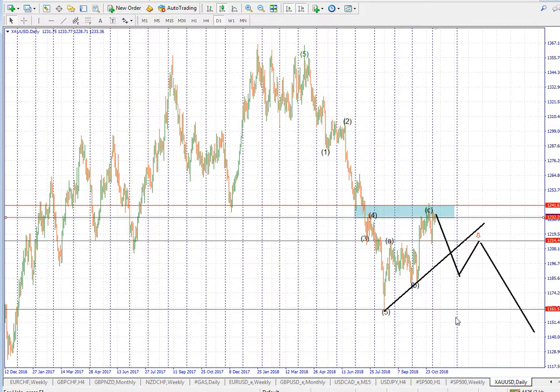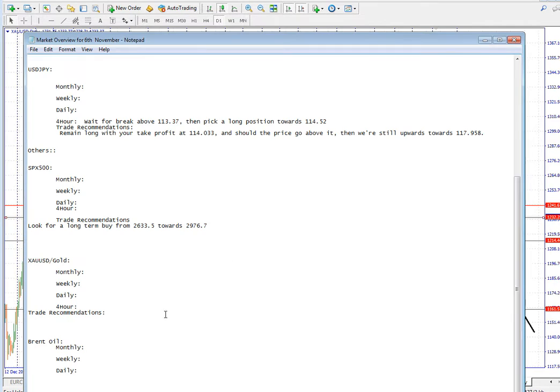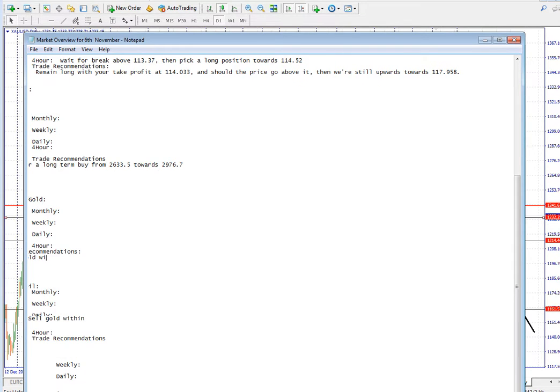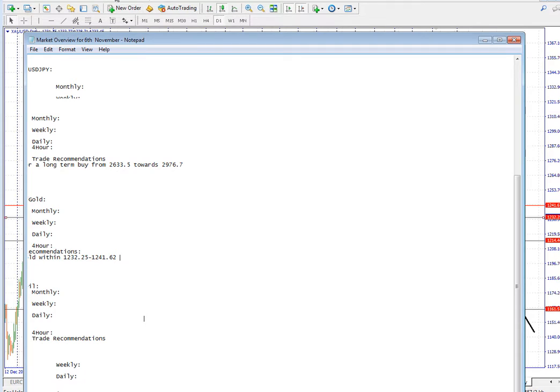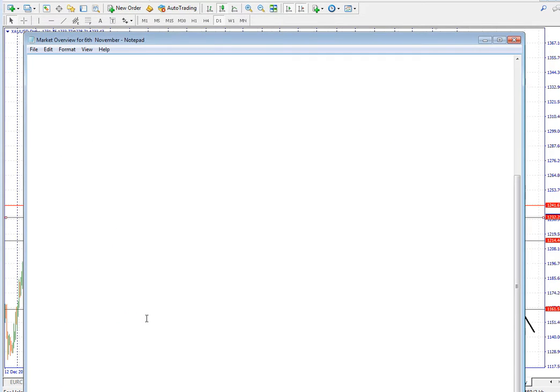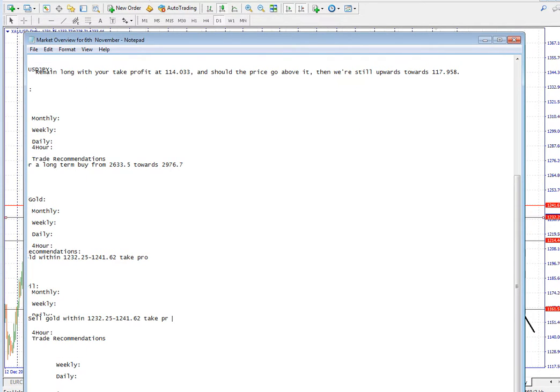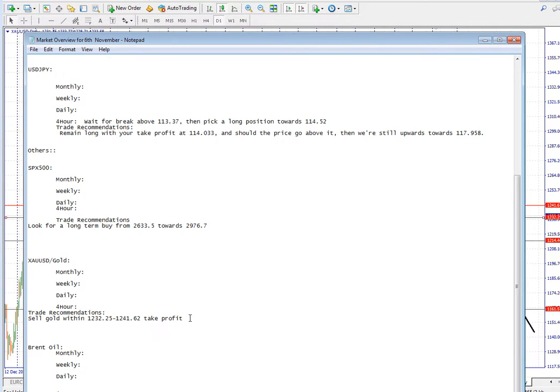So the best we say now is that you should sell gold now. We recommend that you sell gold within this zone, then take profit at 1161.5.